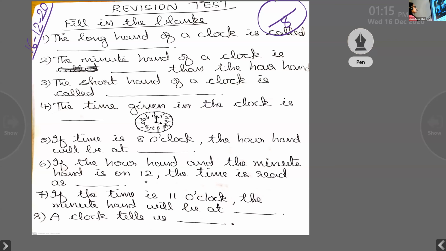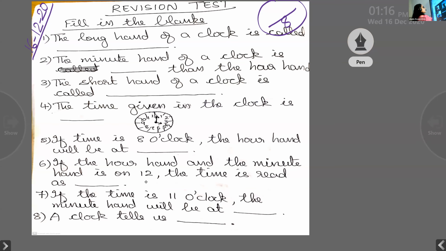Okay. The time is up. We are going to start discussing now. First question. The long hand of a clock is called dash. The long hand of a clock.